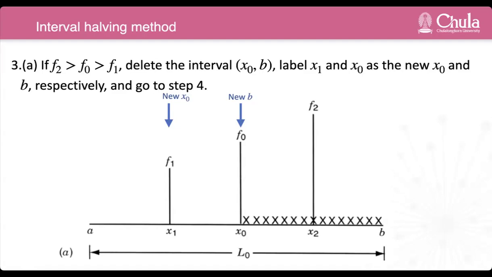We remove x0 to B, right? We keep A to x0. And in the next step, you don't have to evaluate the midpoint again. You need evaluation at the midpoints between A and x1 and between x1 and x0 here. And you repeat it again and again. Each iteration, you will remove half of the original area.